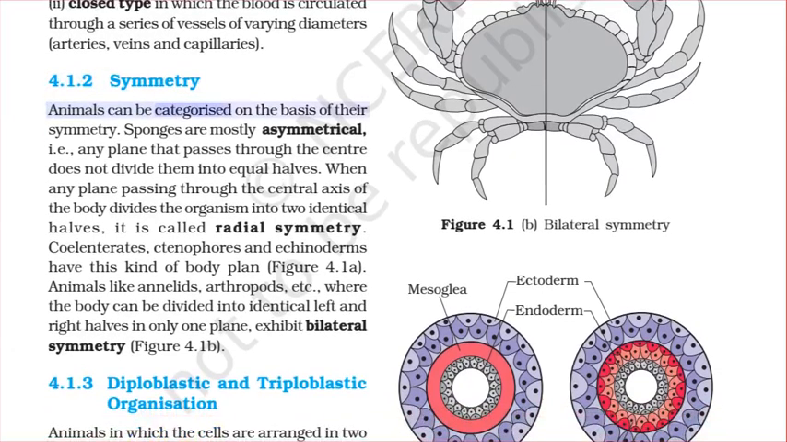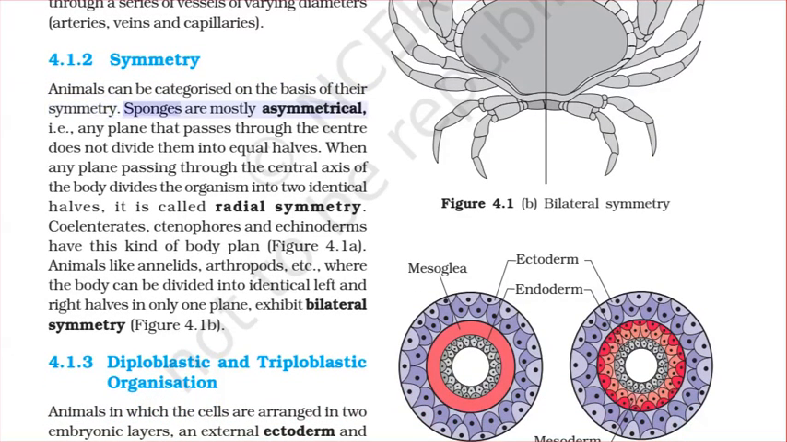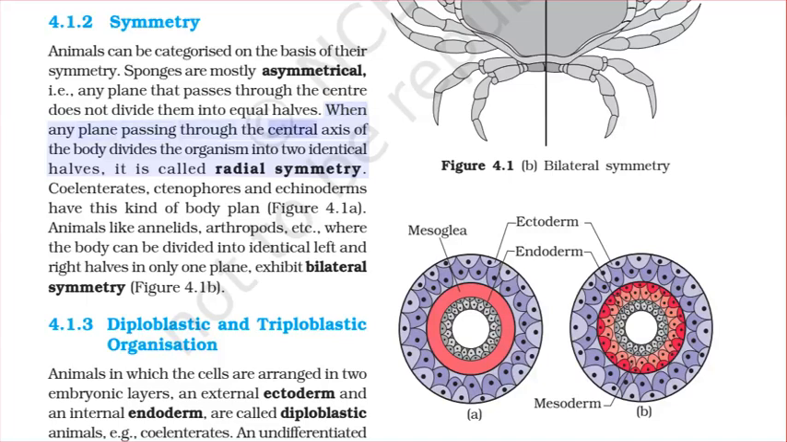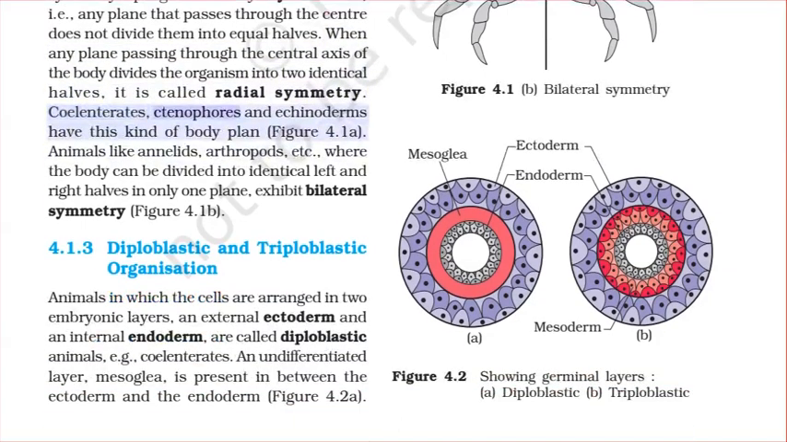4.1.2 Symmetry. Animals can be categorized on the basis of their symmetry. Sponges are mostly asymmetrical, i.e., any plane that passes through the center does not divide them into equal halves. When any plane passing through the central axis of the body divides the organism into 2 identical halves, it is called radial symmetry. Coelenterates, ctenophores, and echinoderms have this kind of body plan.